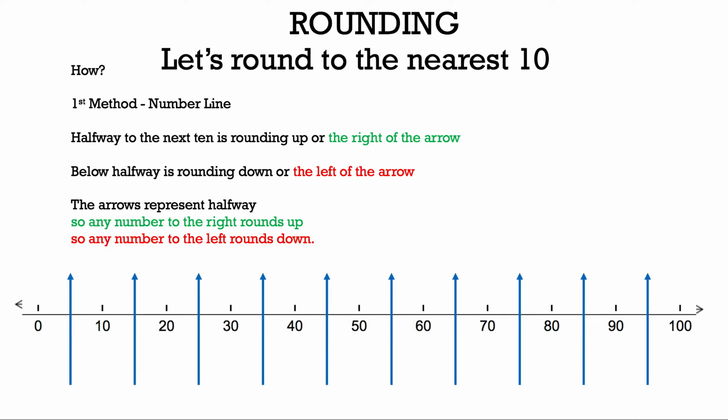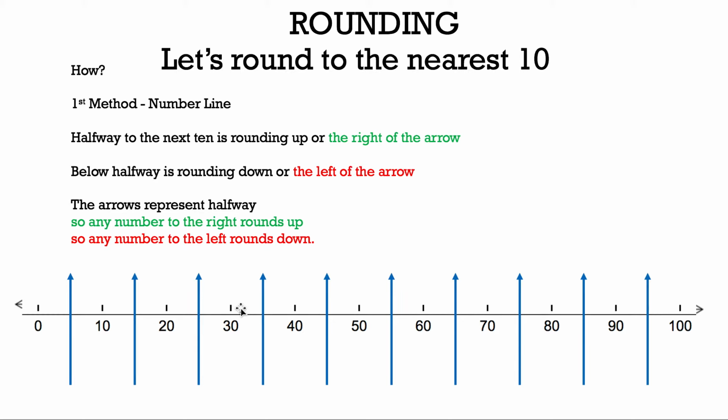Now the arrows represent halfway between the tens. So 30 and 40, here's halfway. If I'm to the right of the arrow, I round up to the nearest 10, which is 40. And if I'm to the left of the arrow, if the number is here, which could be 32, 33, then I round down to 30.